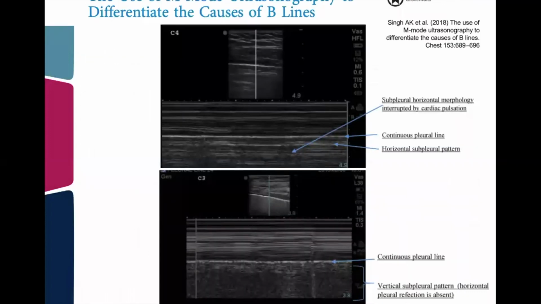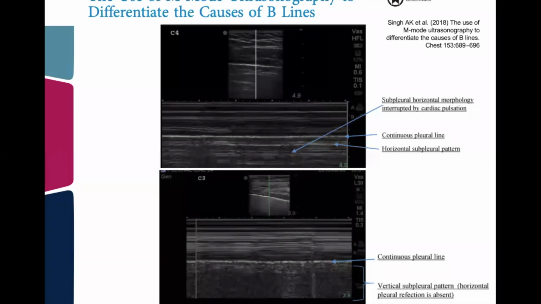This was a study that was built from the previous study of 43 subjects that were prospectively enrolled to evaluate if M mode could be utilized to differentiate the cause of B lines, namely, again, cardiogenic versus non-cardiogenic pulmonary edema. The authors determined the final diagnosis of non-cardiogenic pulmonary edema, cardiogenic pulmonary edema, and normal lung by reviewing the history, physical exam, and chart review, and they divided their cohort of 43 subjects into these three groups. So we'll take a look at these three patterns that the authors found using M mode.